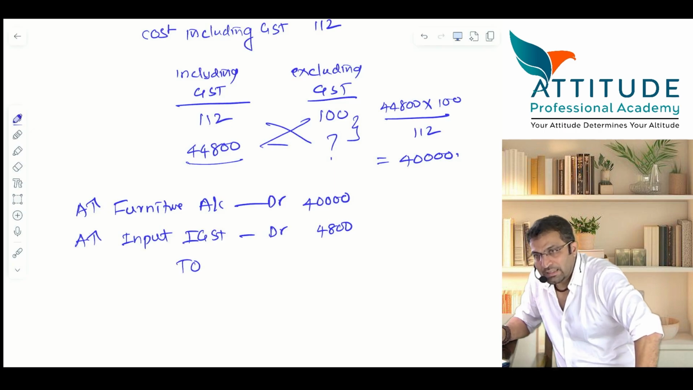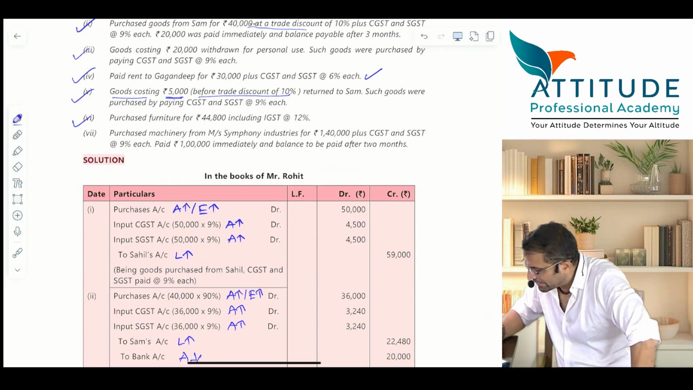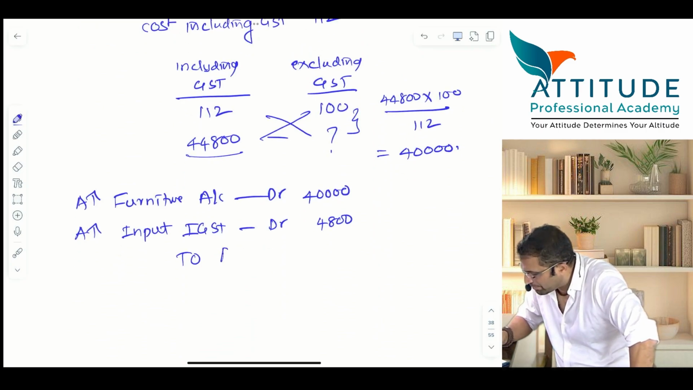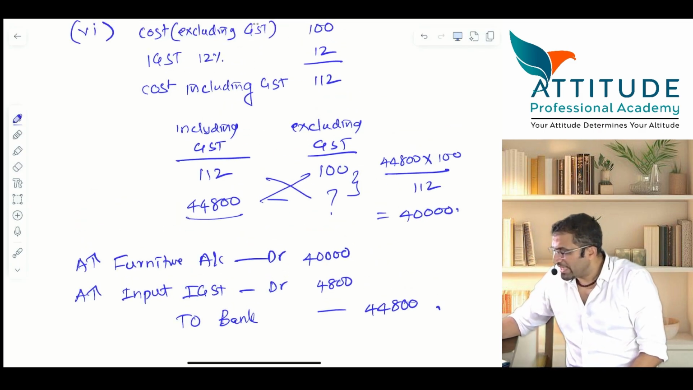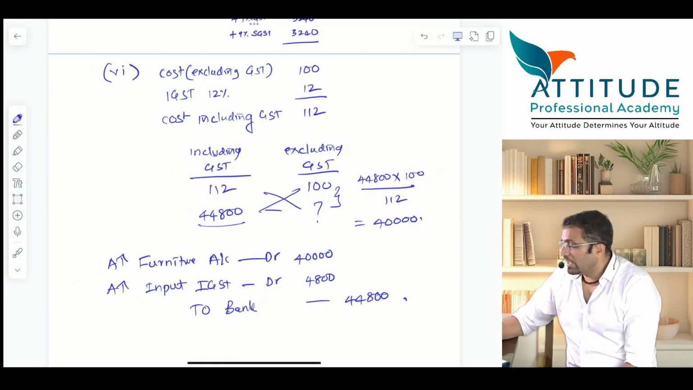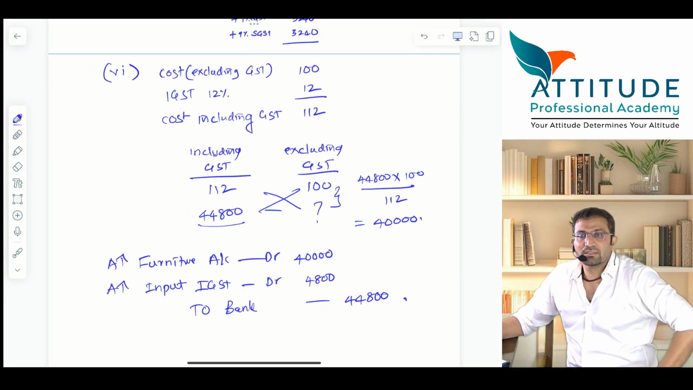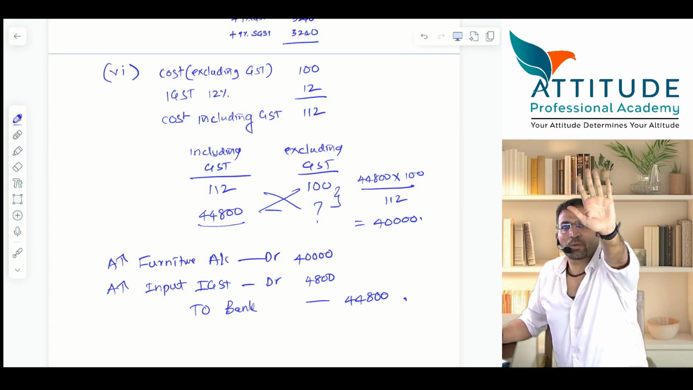Bank है. Cash is paid. Purchased. नाम नहीं दिया तो cash. I mean check bank. Bank how much? 44. Understood the calculation. Is that clear? All of you are able to understand?